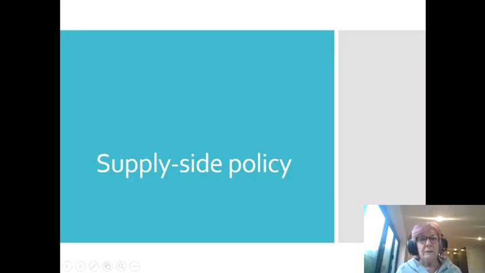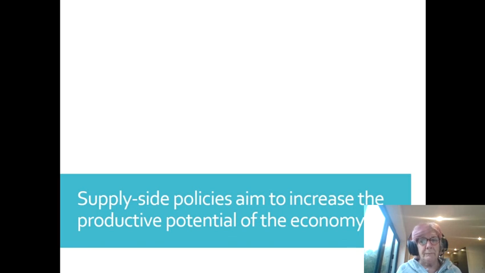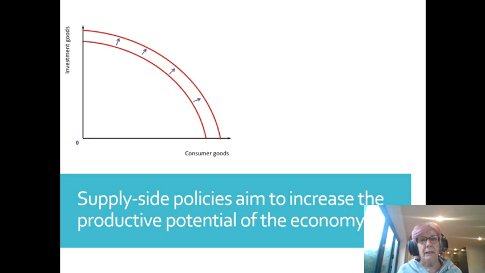This video is all about supply side policy. Supply side policy aims to increase the productive potential of the economy. What do we mean by that? Well, remember this production possibility frontier or production possibility curve?